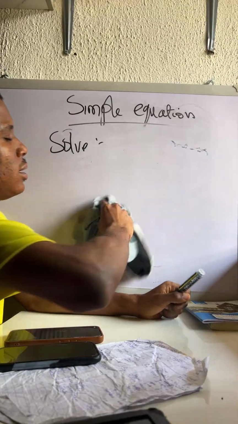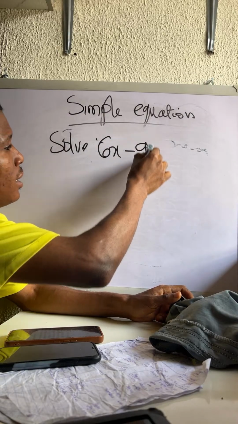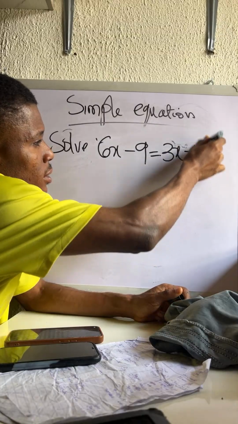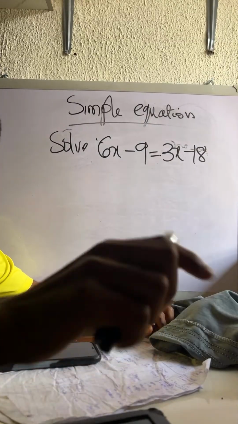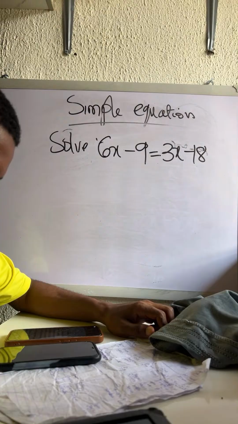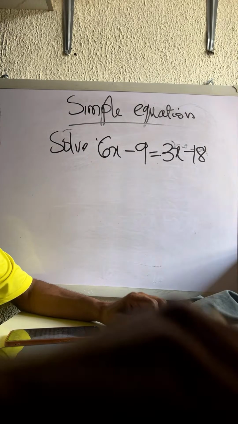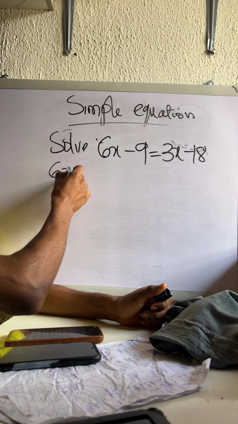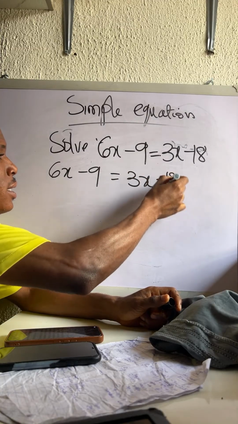So let's look at the next one. We have 6x minus 9 is equal to 3x minus 18. Thank you, Dila. Thank you for understanding it. Let's try this one together. We have 6x minus 9 is equal to 3x minus 18.